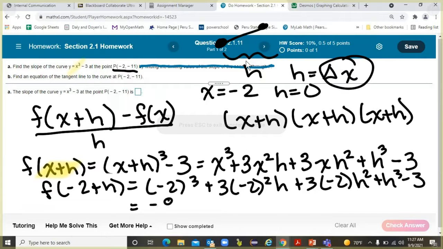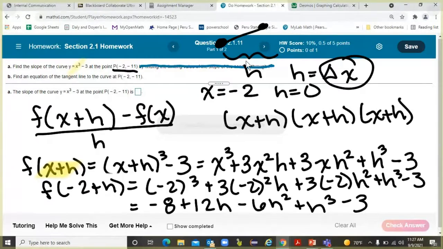-2 to the third is -8. -2 squared would be a +4. This will be a -6 h squared. This will be a plus h to the third and a -3. So that's what that's going to look like. All right, so that's the first part. So we got that part.